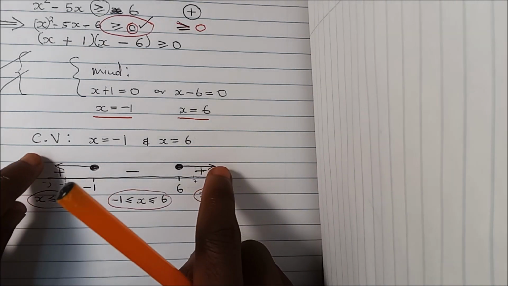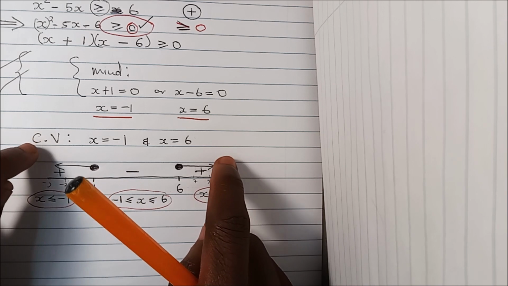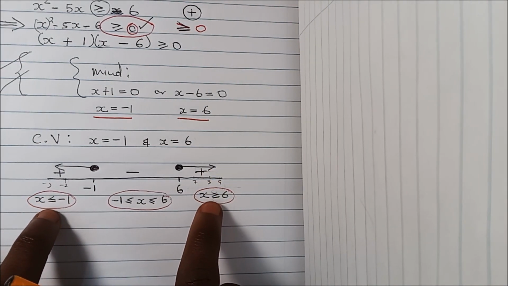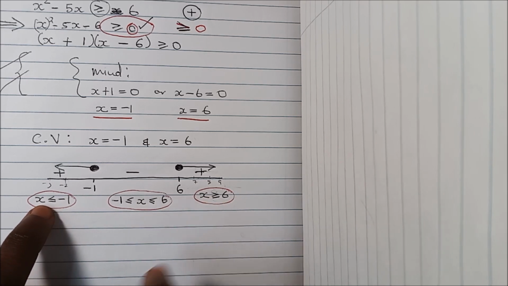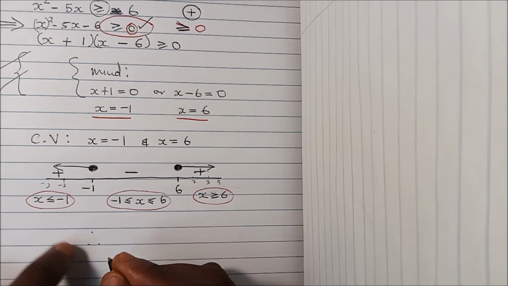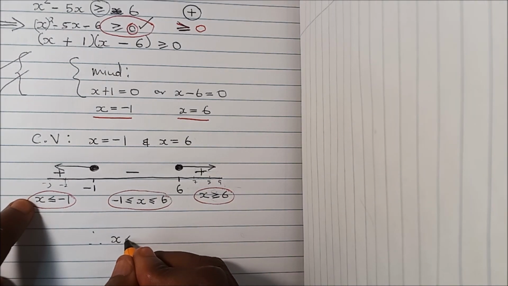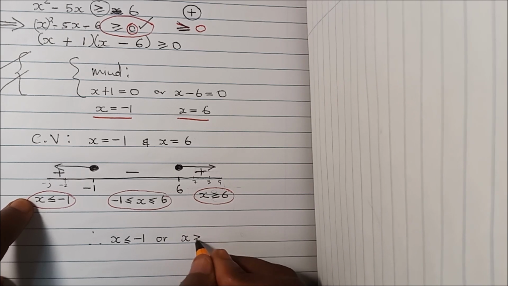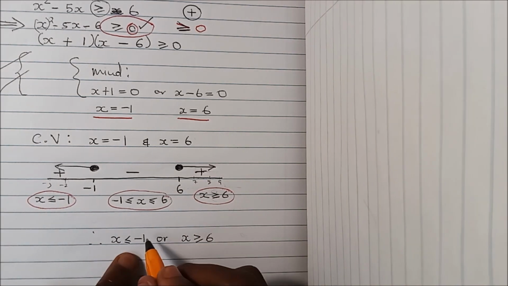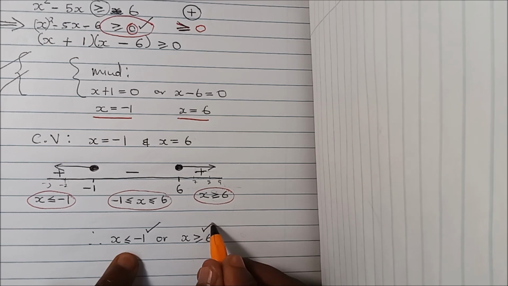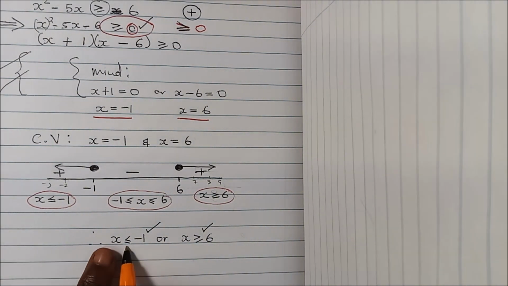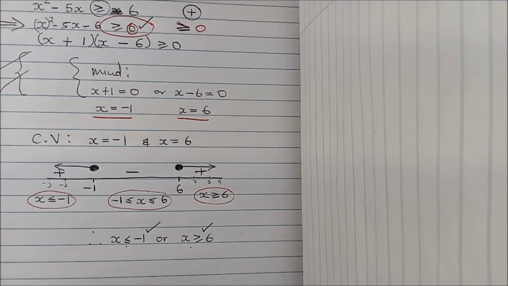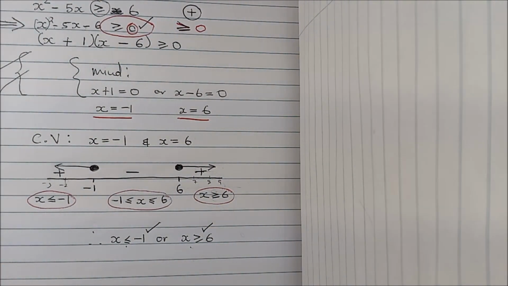So now, since we know our solutions are outside, remember I said you need to write the intervals because the intervals will be your answers. And therefore, you will make a conclusion by saying x is less than or equal to -1, or x is greater than or equal to 6. And then you go and get your trophy. This is your final answer. And then this is your number line presentation. Then you got full marks.